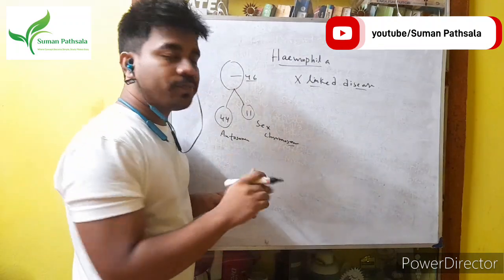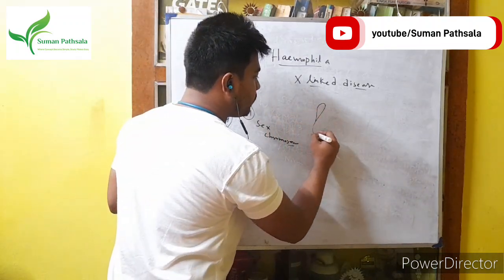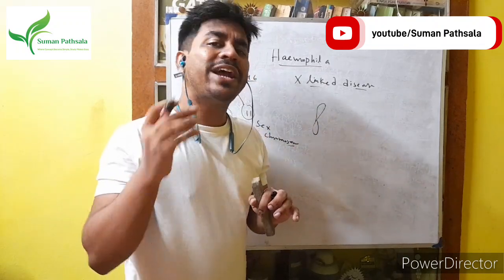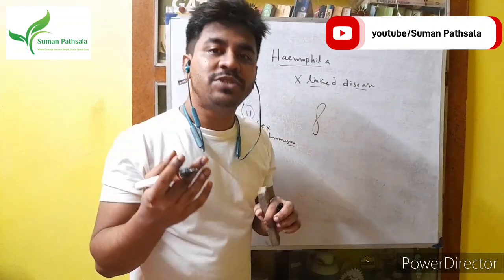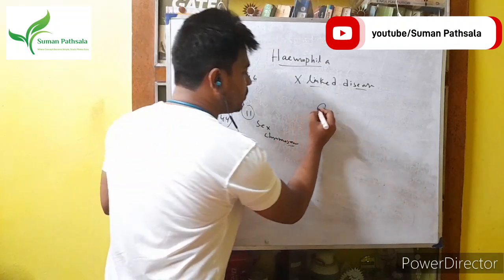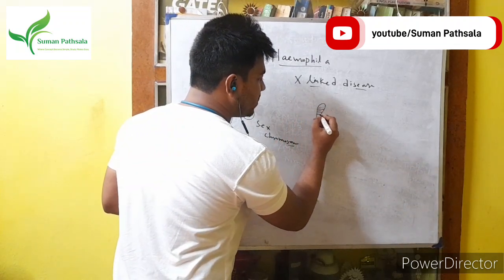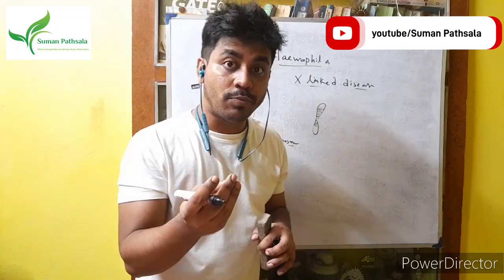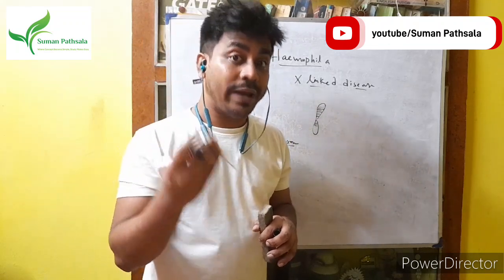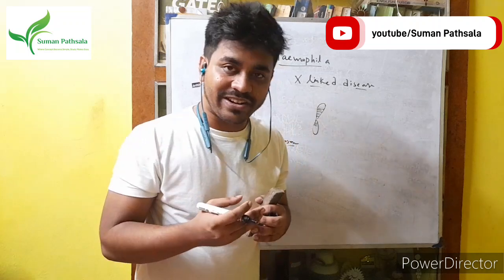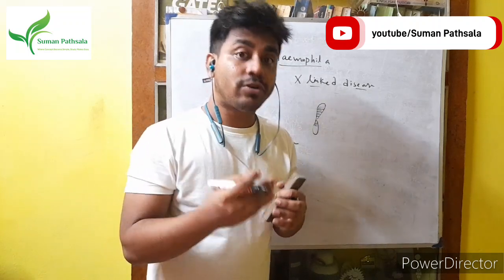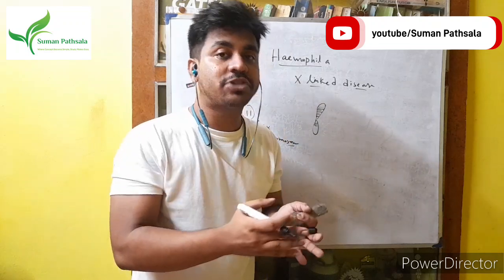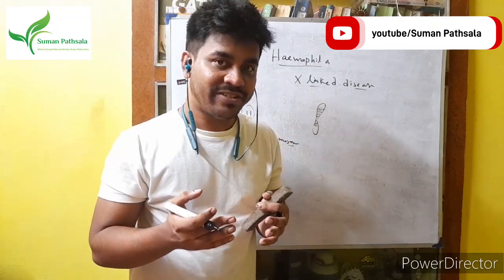Suppose this is one type of chromosome, and all the chromosomes bear, or like to say carry, many types of genes. Suppose there are many genes present. We all know the gene: genes are components which we get from our parents, which carry the information, the character from one generation to the next generation. That is called a gene.